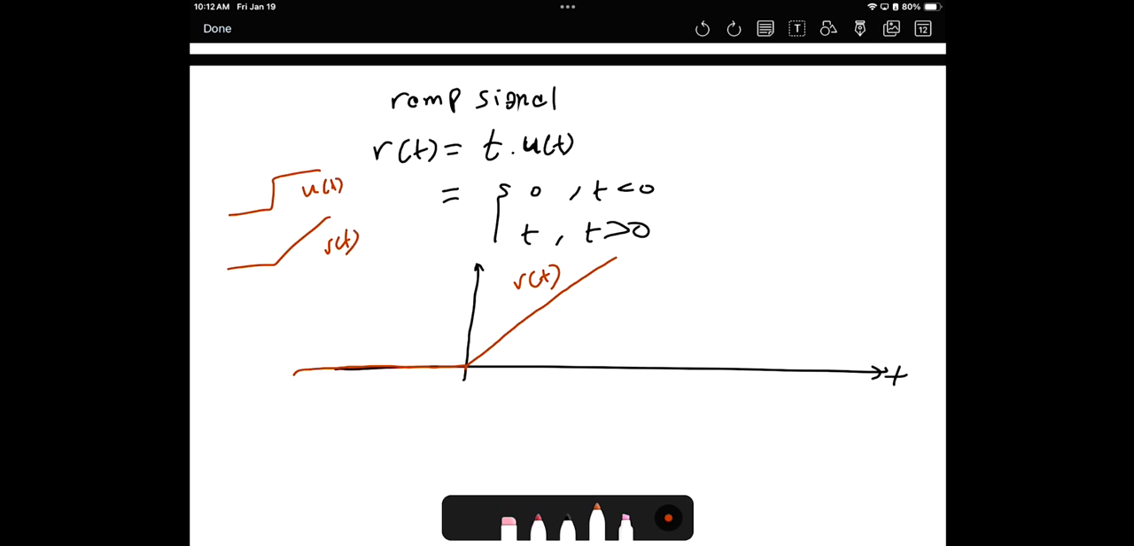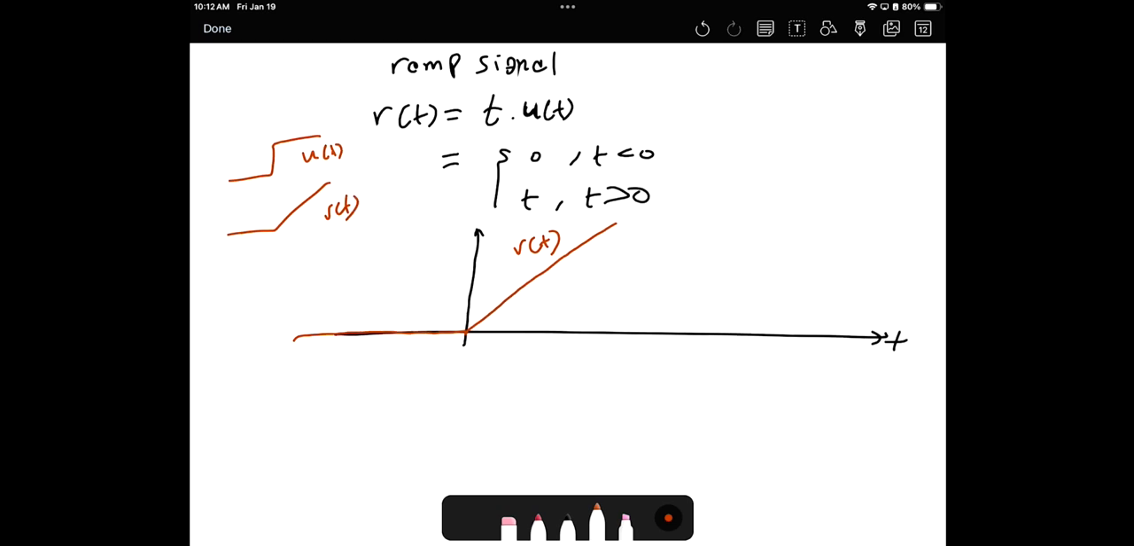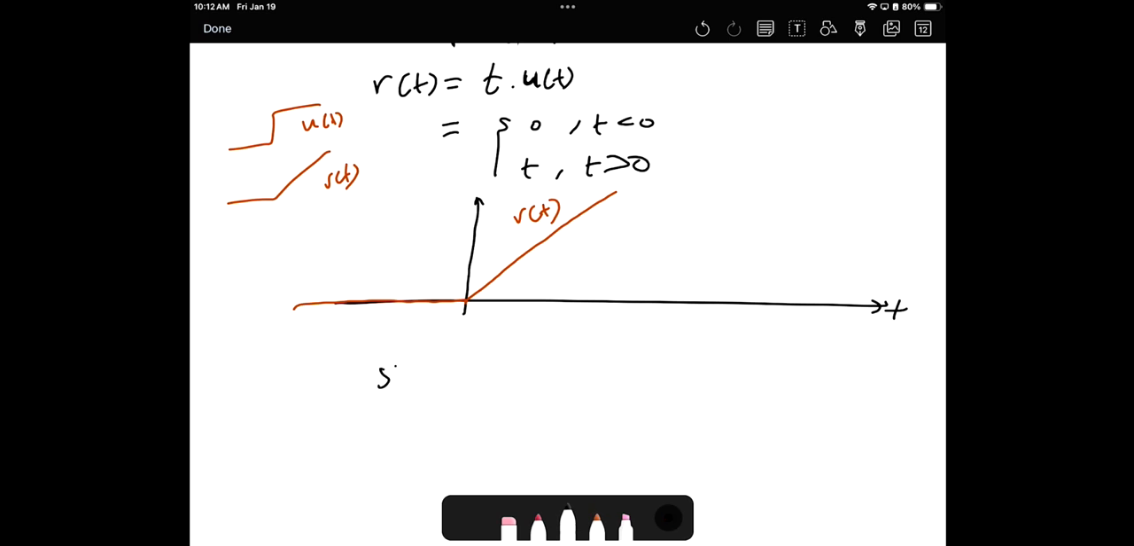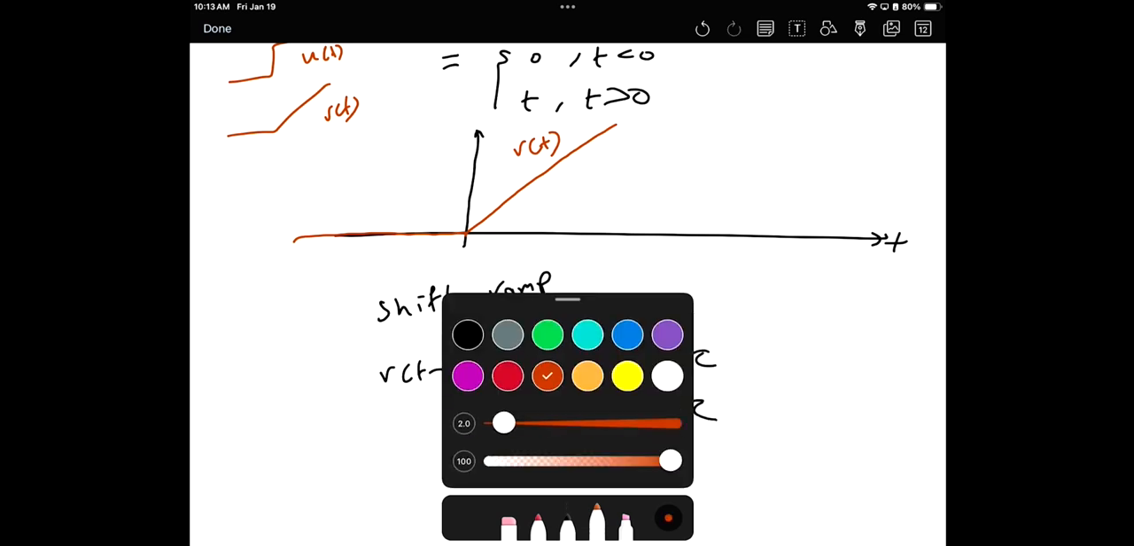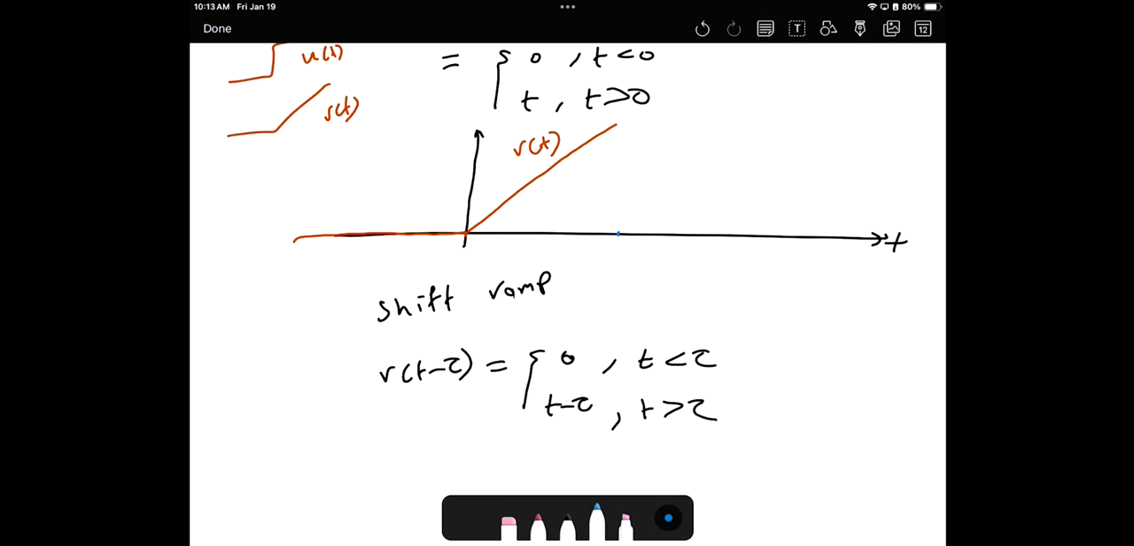Okay? And the same thing for the shifted ramp. When we make a shifted ramp, we shift where it will start. So I will say that we can have r of t minus tau. This will be 0 when t is less than tau, or it will be t minus tau when t is larger than tau. So if we assume, for example, tau is a positive number, then tau will be here, and it will be 0 before tau, and it will start like this. So it will be t minus tau.